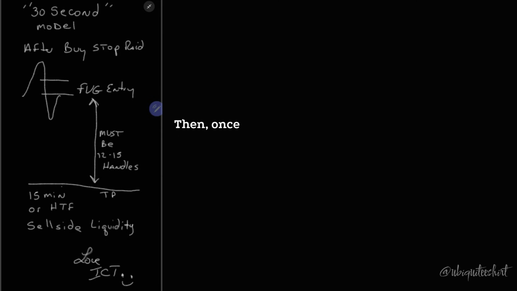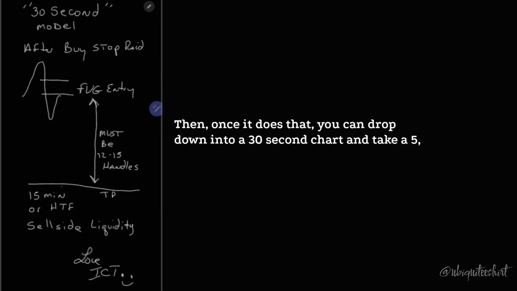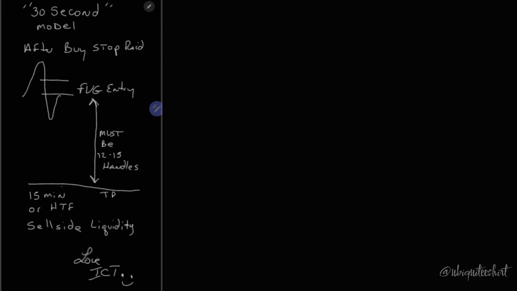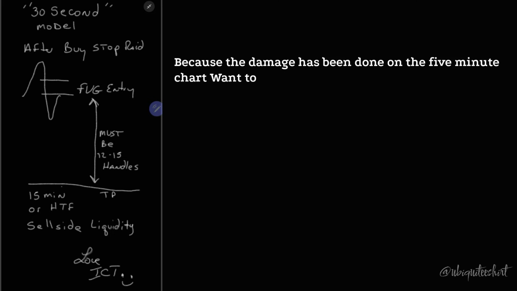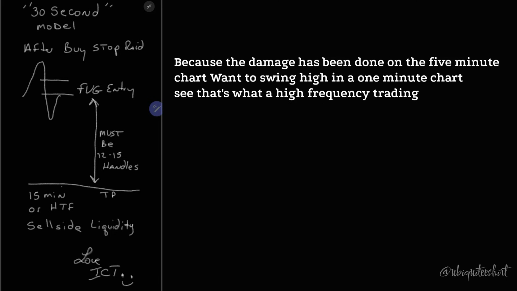And then once it does that, you can drop down into a 30-second chart and take a 30-second fair value gap, because the damage has been done on the 5 minute chart. It could have been a stop run on a swing high in a 1 minute chart. See, that's what a high frequency trading algorithm is doing.